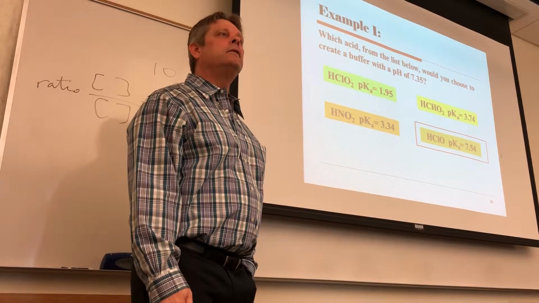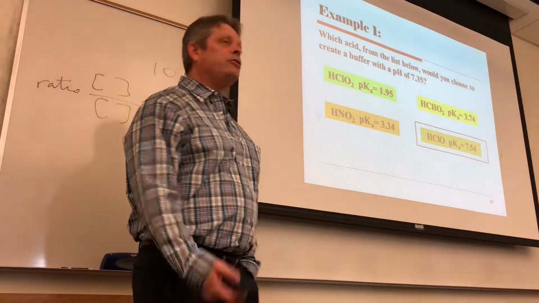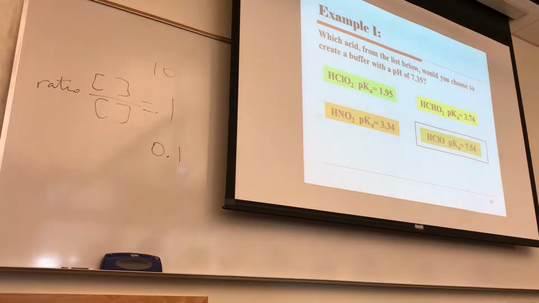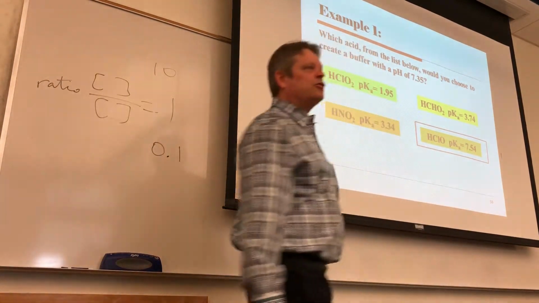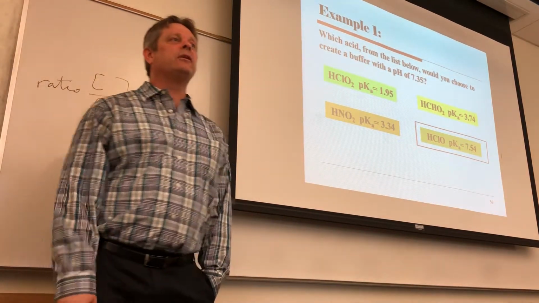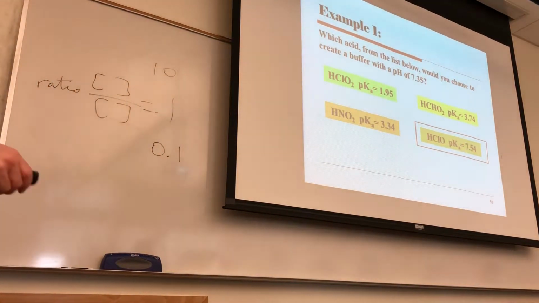What if it had something like 6.54? So let's say the HNO2, the one to the left of the HClO, had a pKa of 6.5, whatever. Which one would you choose between these two if you wanted that pH? HClO, it's closer. Still closer, though not within the range. In that case you could say I could use this one or this one, but this one is more ideal.